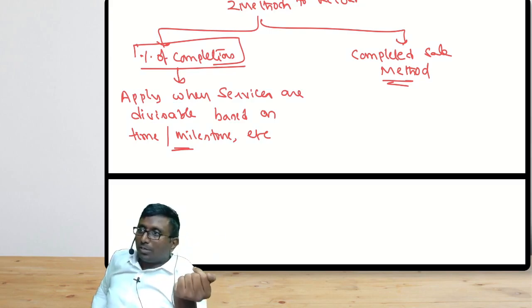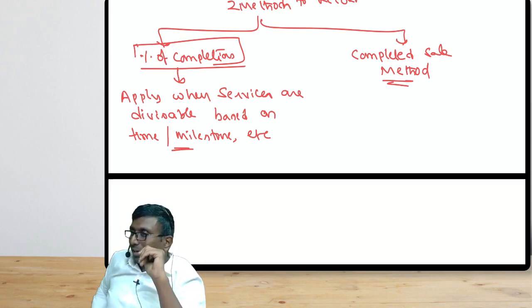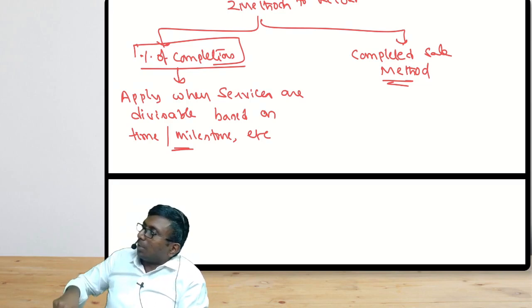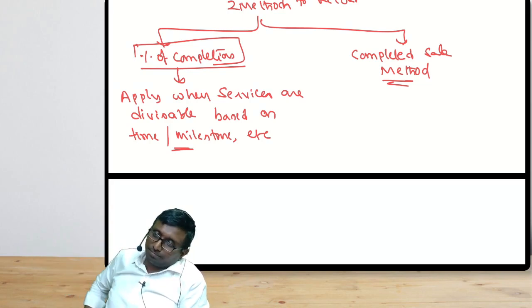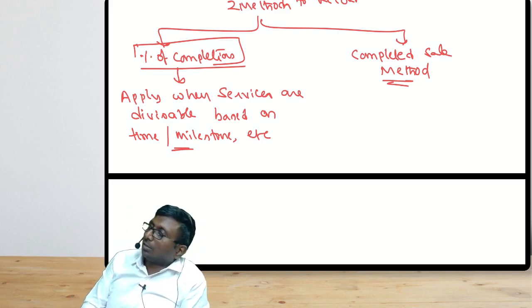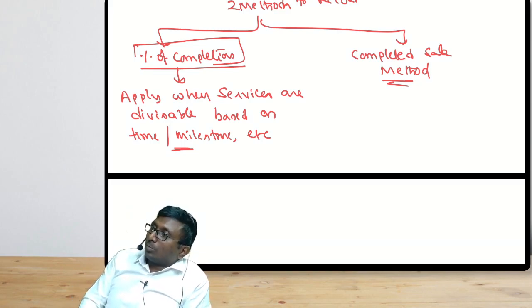You understood my point? So every service is not like that where you can divide it. Some services, काम खत्म करो पैसा ले लो. ये है completed service method. Complete sale, complete service method. It's okay, doesn't matter. Have you understood my point?